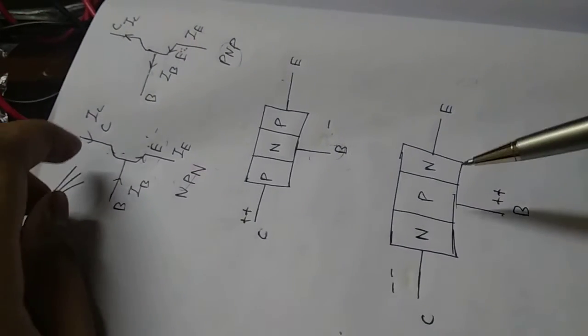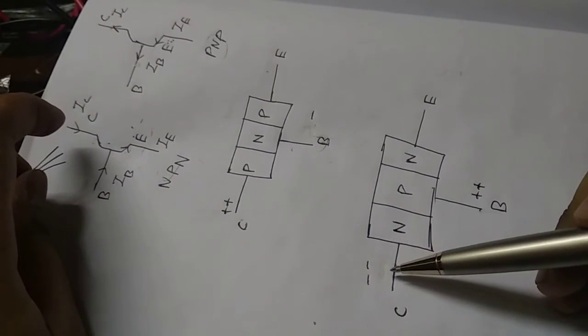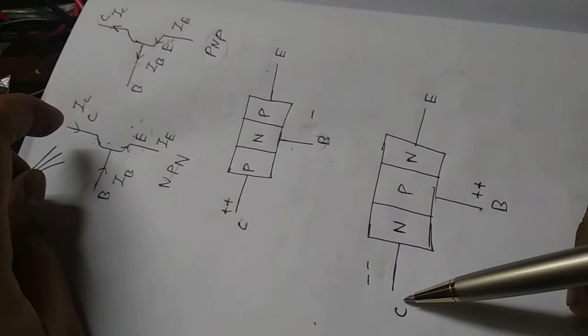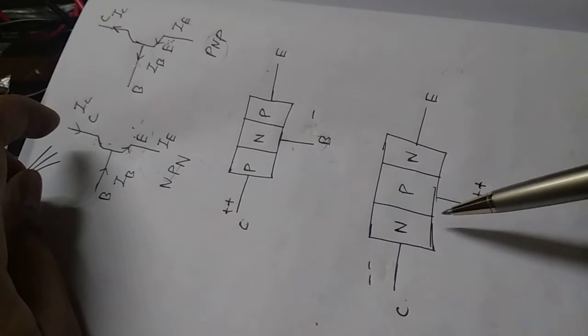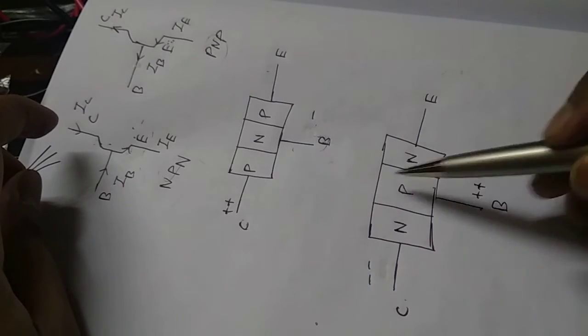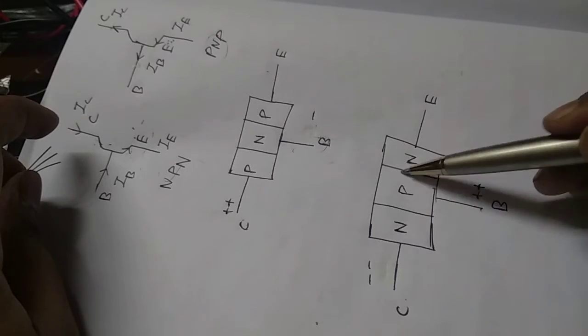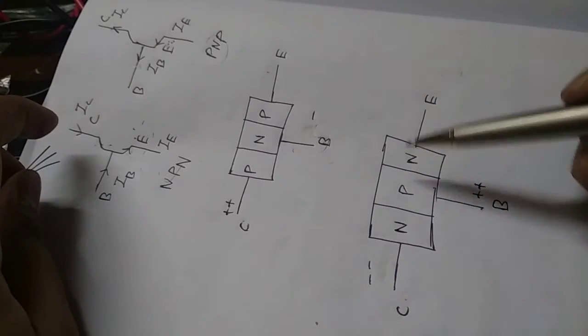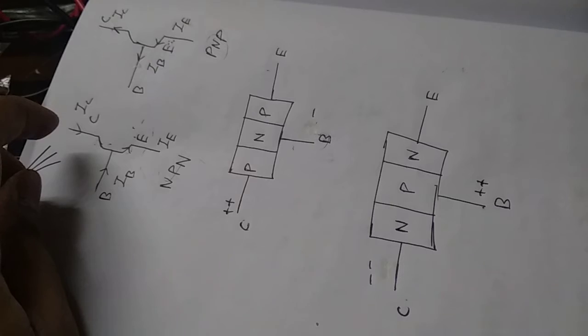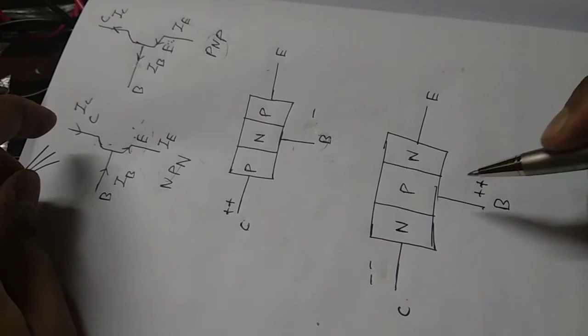Similarly, for an NPN transistor, if I apply negative voltage to the collector terminal and positive voltage to the base terminal, and if it shows some reading, then it is called an NPN transistor. Similarly, the opposite of that does not show any reading.